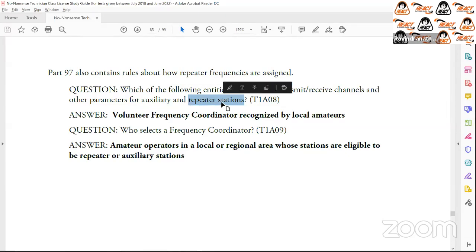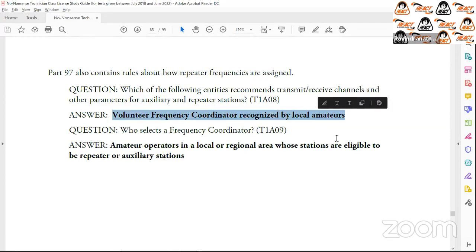So if you recall, we did that in a slide deck slide. That is undertaken by volunteer frequency coordinators recognized by local amateurs. Remember we said in Trinidad and Tobago that function is performed by the local authority, the Telecommunications Authority of Trinidad and Tobago, TATT. But in the US, it's done by a volunteer frequency coordinator, all right?